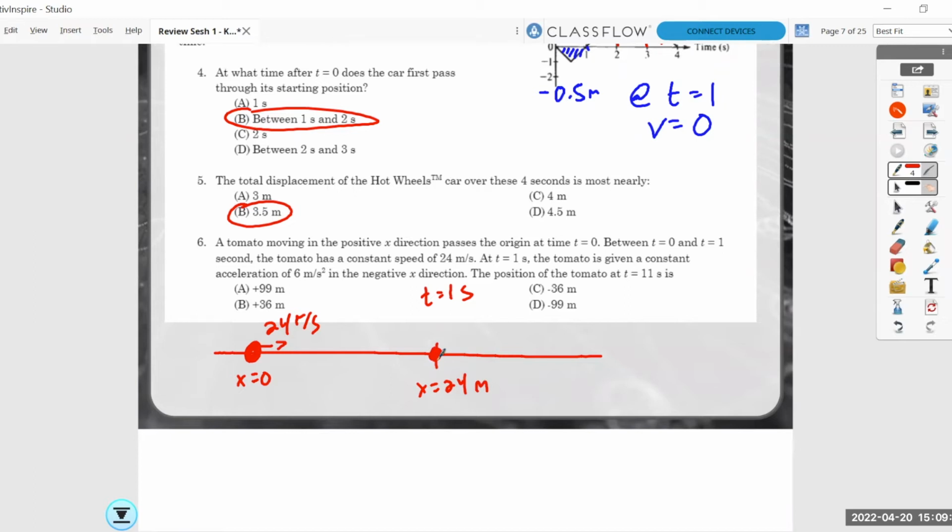24 meters. 24 times 1, as it turns out. But after that 1 second, the tomato is given a constant acceleration of 6 meters per second squared in the negative direction. All right, and here I'm going to tap out and hand off to past me.